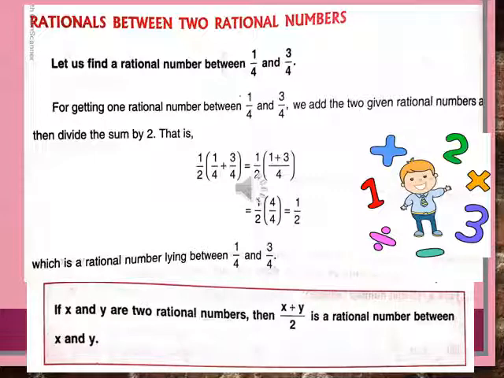So if x and y are two rational numbers, then x plus y, add those two numbers and then divide by 2, is the rational number between x and y.